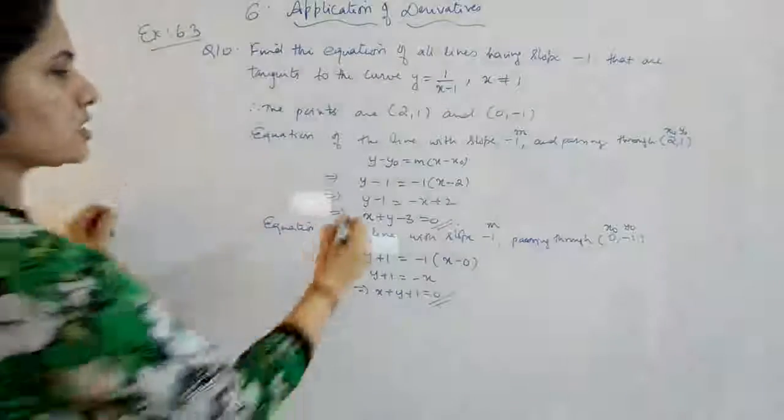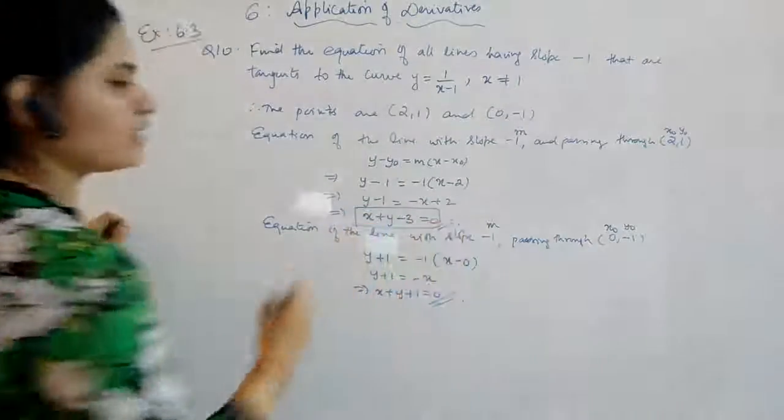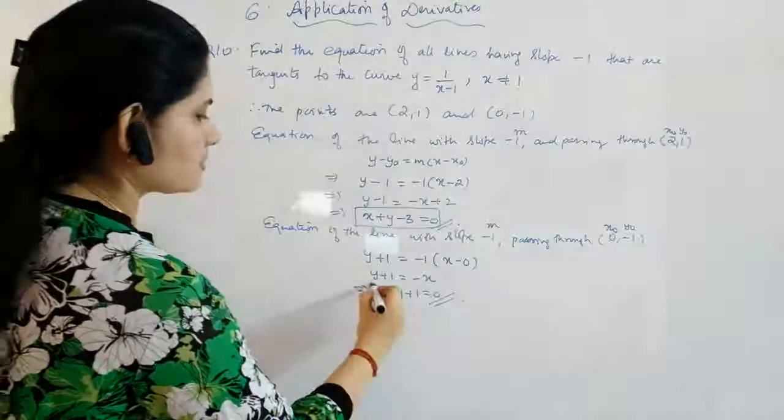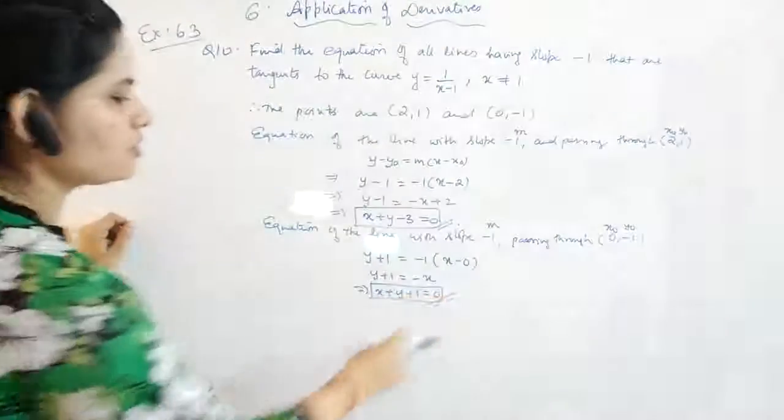So the two equations are x plus y minus 3 equal to 0 and x plus y plus 1 equal to 0.